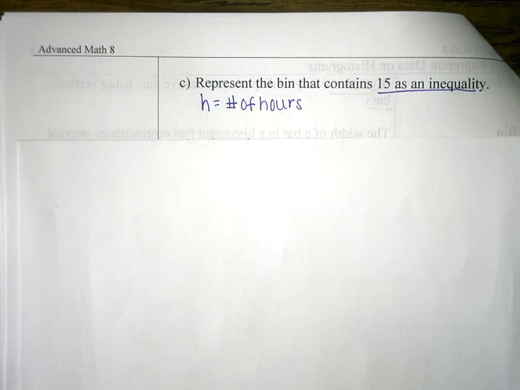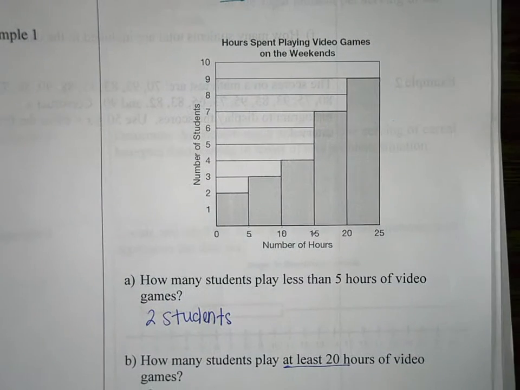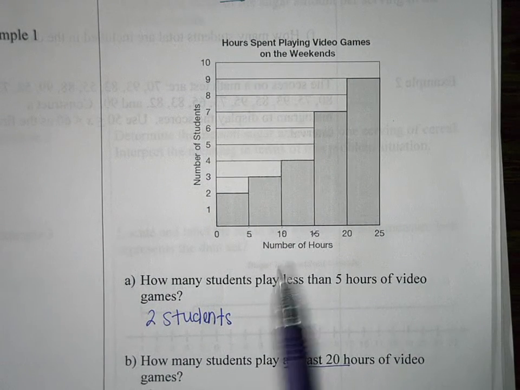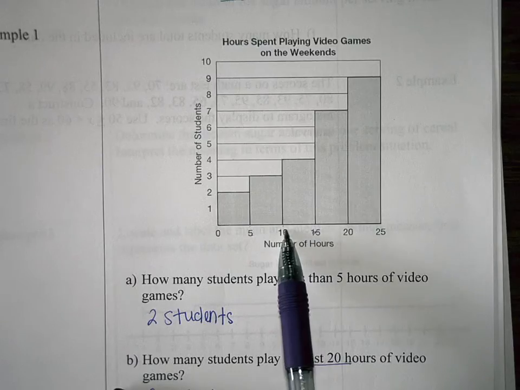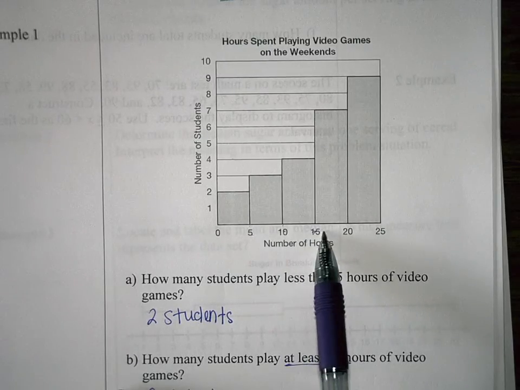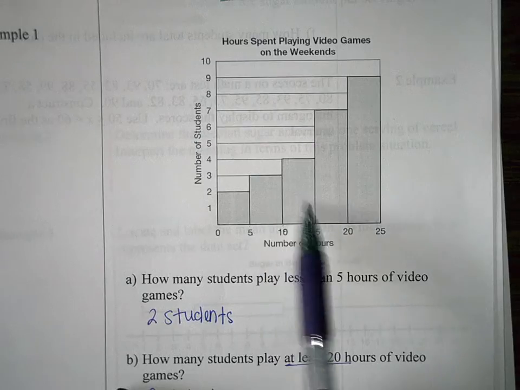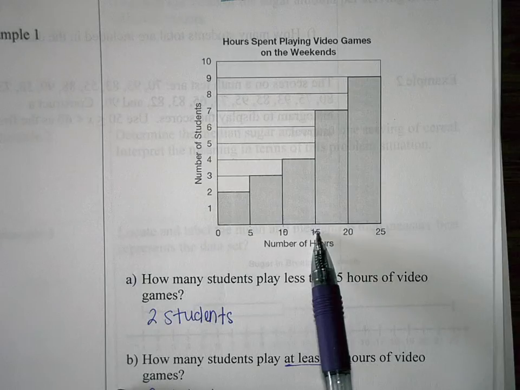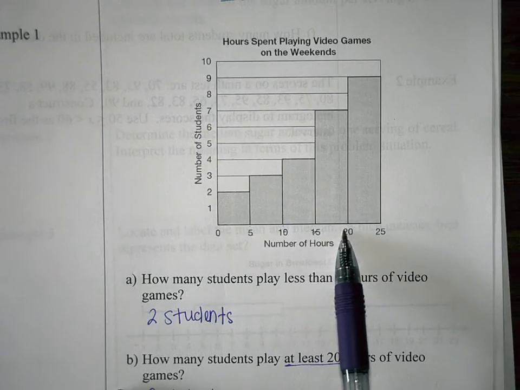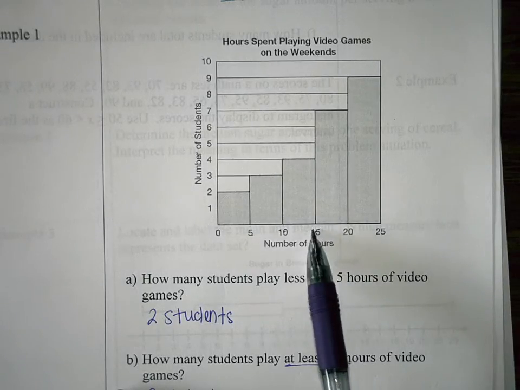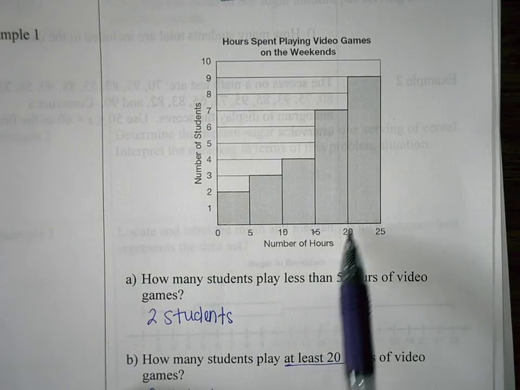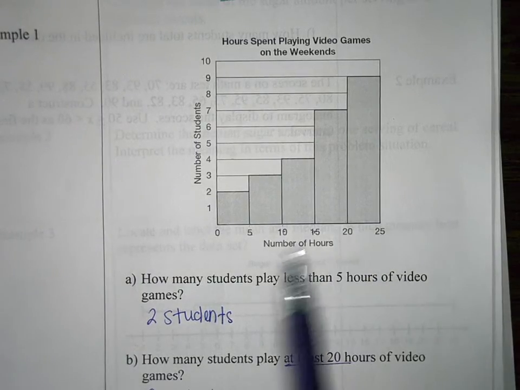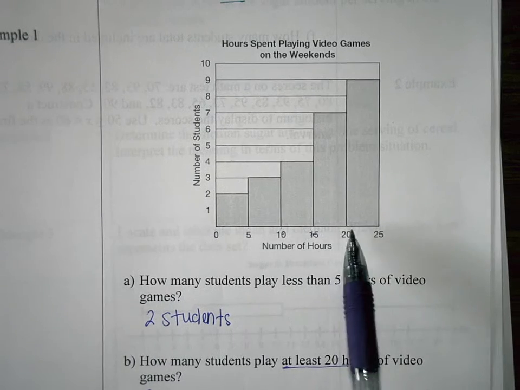And then let's go back and look at our histogram. Remember, our histogram goes to the nearest half hour. So this bin, the third one that starts at 10, actually goes from 10 to 14.5. So it does not include 15 at all. So we're going to be looking at the fourth bin, the one that goes from 15 to 19.5. 15 is the smallest amount. 20 is where the next bin starts, but we're not including 20 in this bin. It's included in the next one.